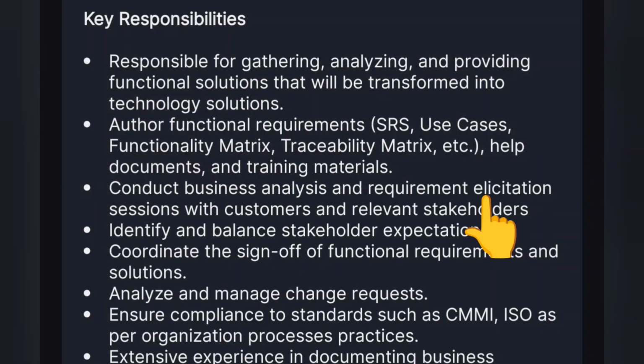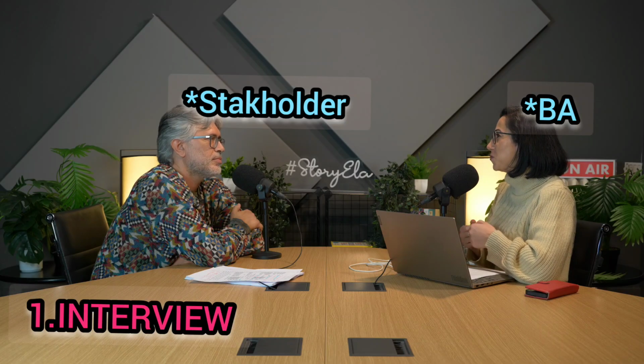I have opened one of the job descriptions of a business analyst, where it clearly contains requirement gathering and elicitation techniques. So this means this is a very important skill set that every business analyst has to know. The first elicitation technique is interview.